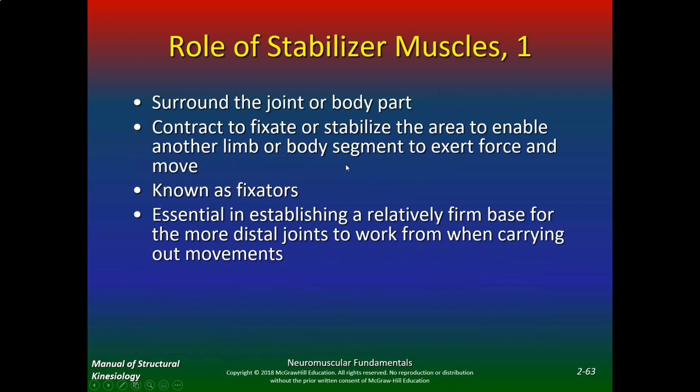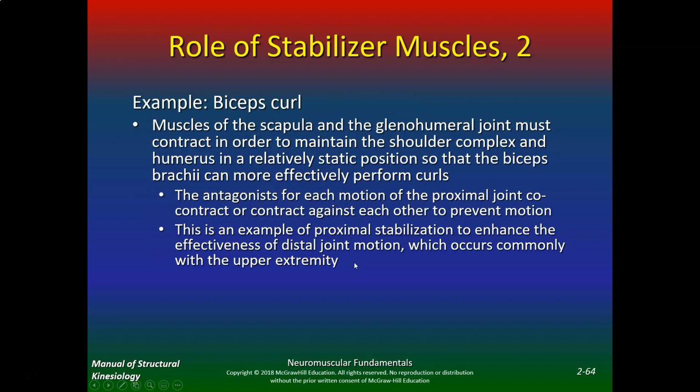Now you obviously have stabilizers, and when we come to talk about the rotator cuff and shoulders, you have a lot of stabilizers. They surround the joint or body part. They contract to fixate or stabilize the area to enable another limb or body segment to exert force and move. They're known as fixators. Essential in establishing a relatively firm base for the more distal joints to work from when carrying out movements. So we like stabilizer muscles, especially when it comes to rotator cuff and overhead athletes.